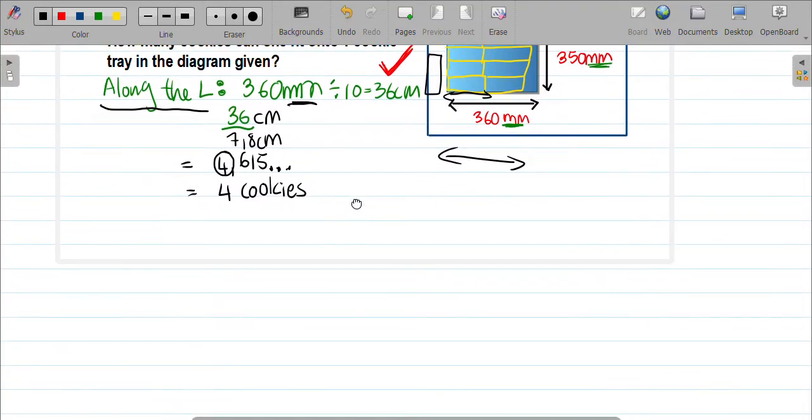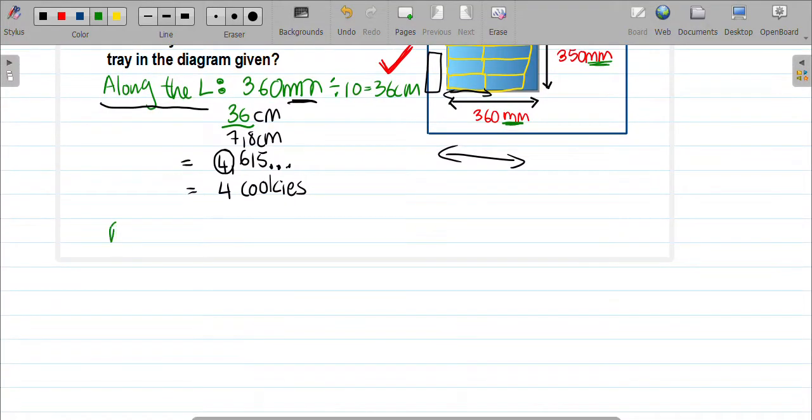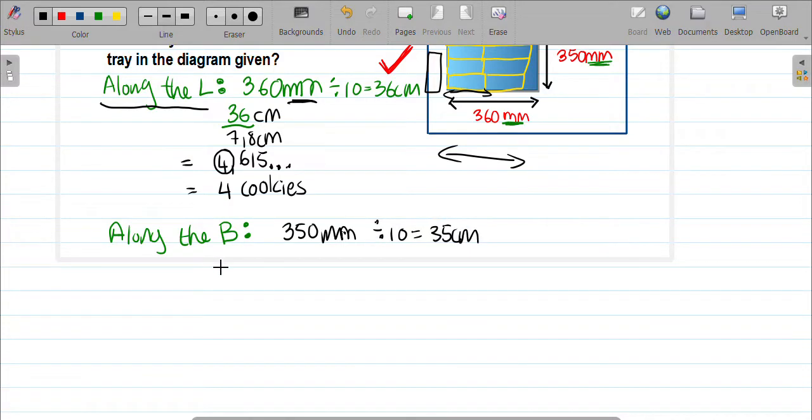So then let's quickly calculate along the breadth, and then I'm going to show you how to actually calculate how many go on the tray in total. All right. So the same concept, we're going to take the 350 millimeters, divide that by 10, and that's going to give us our 35 centimeters. And then we're going to take the dimension of the tray, right? The 35 centimeters, we just worked it out, divided by the dimension of the cookie.